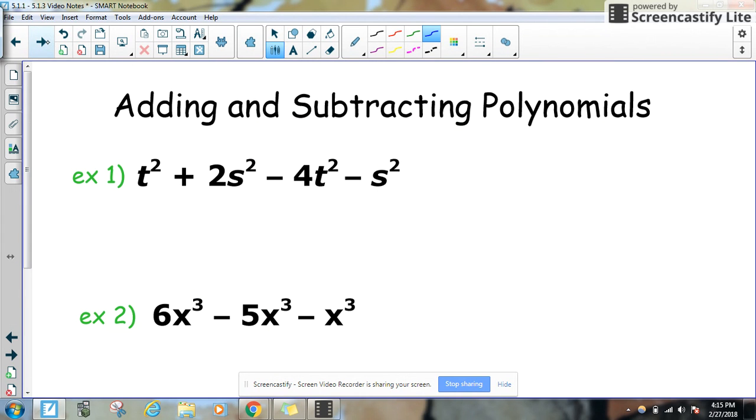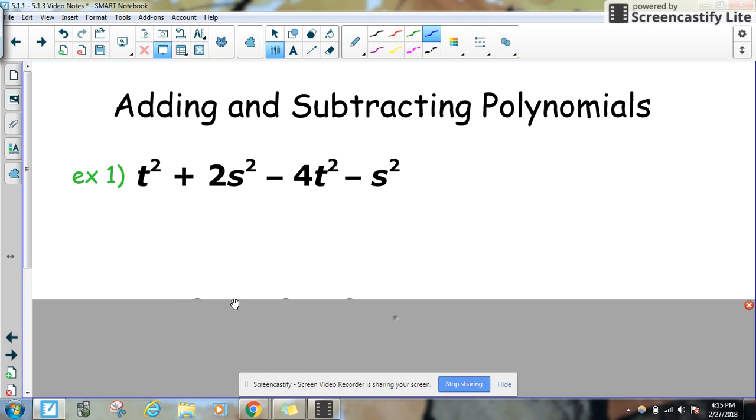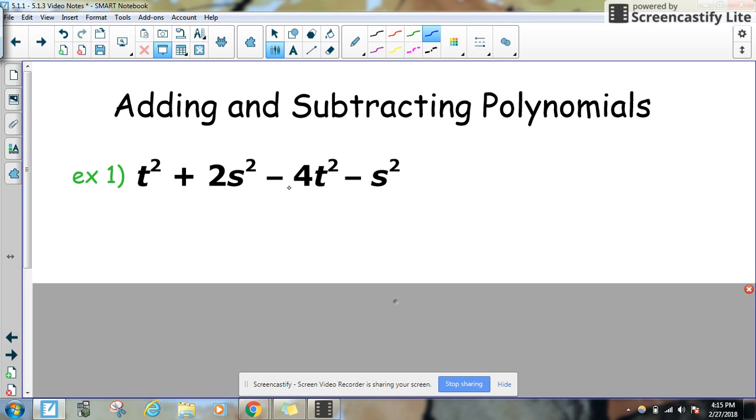Let's do a practice problem. Here, let's start with the first one. So this one says t squared plus 2s squared minus 4t squared minus s squared. So the first thing is, let's find our like terms. Do we have any other t to the second powers? Yes, we do. So these could add together. So this is 1t squared minus 4t squared. That's going to be negative 3t squared. So those are all set.